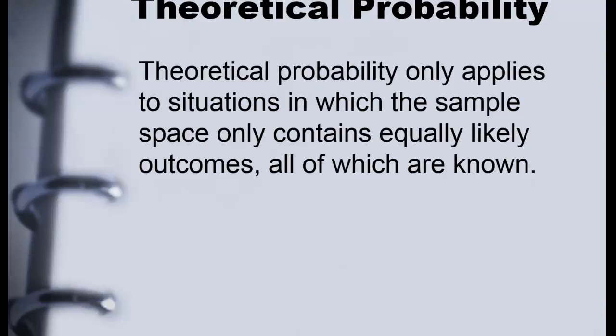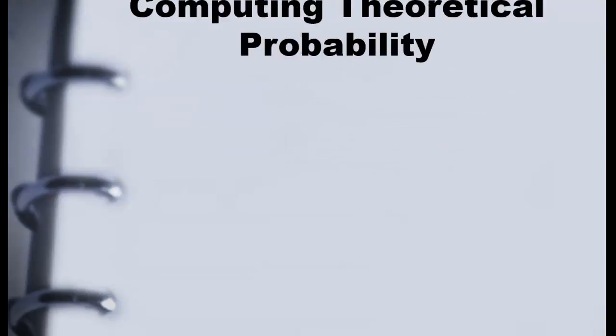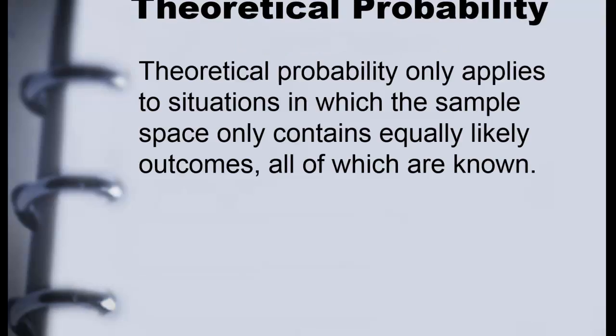Theoretical probability only applies to situations in which the sample space only contains equally likely outcomes, all of which are known. And let me say something about theoretical probability. Just make a note of this, and I definitely will be talking about this in class. It's a number between 0 and 1 that indicates the chance or likeliness of an event happening.